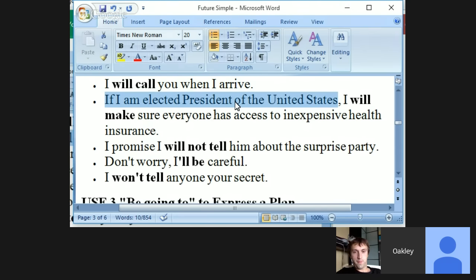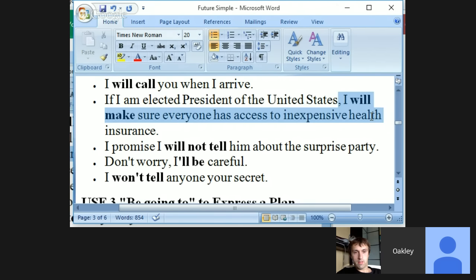Okay. If I am, using the present tense, I will make sure, using the will to make a future tense. If I was to use the second conditional, however, I would have to say if I were elected president of the United States, I would make sure everyone blah blah blah. So you got to be a little careful of that, but fine.